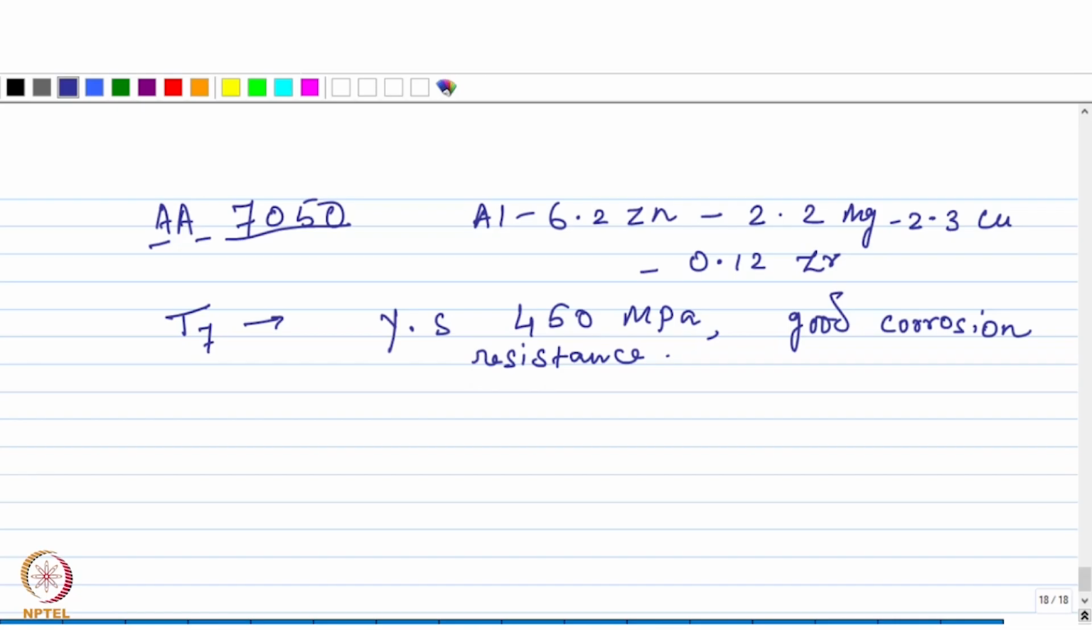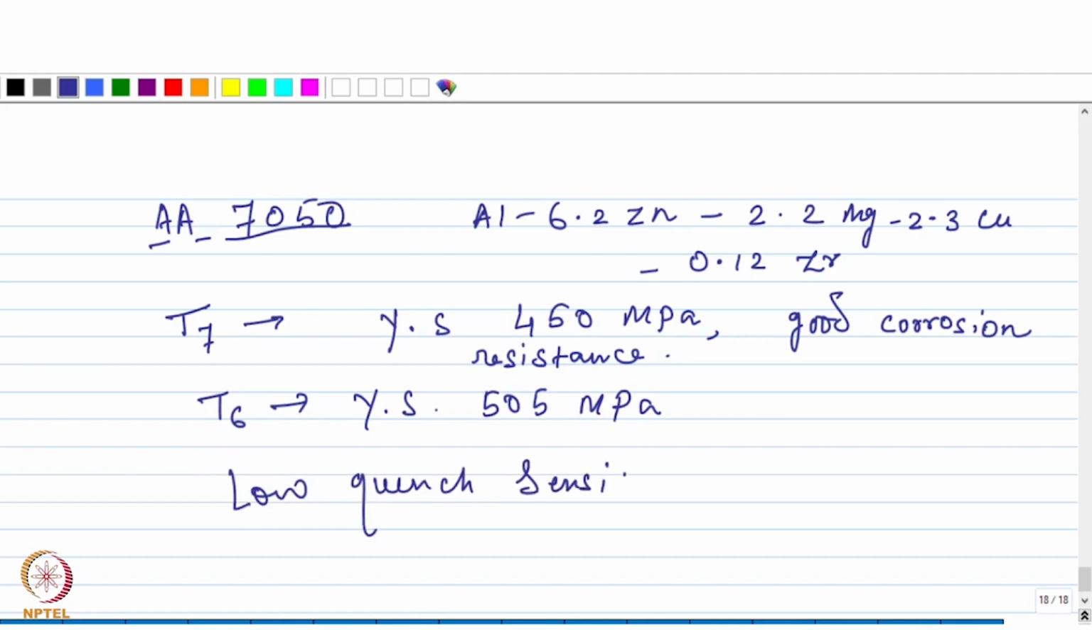And if you look at the properties in T6 condition of this particular alloy, then you have somewhat higher strength, because T7 is kind of overaged. So in the peak-aged condition, this will provide a yield strength of 505 MPa. And the other favorable property that this alloy exhibits, apart from the mechanical properties, is the low quench sensitivity.